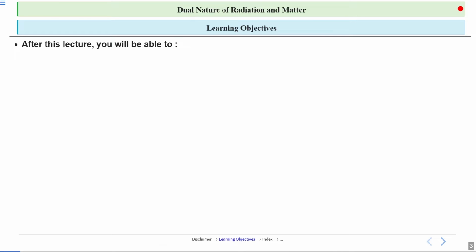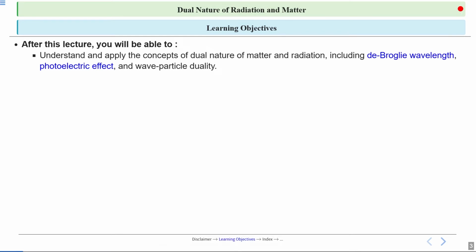So let's start by looking at what you will be able to do after this lecture. You will be able to understand and apply the concepts of dual nature of matter and radiation. This includes the de Broglie wavelength, which tells us that particles like electrons have a wavelength. We will also cover the photoelectric effect, where light knocks electrons out of a metal, showing light acts like particles called photons. And also notice how wave particle duality means sometimes things behave like waves and other times like particles, depending on how we observe them.